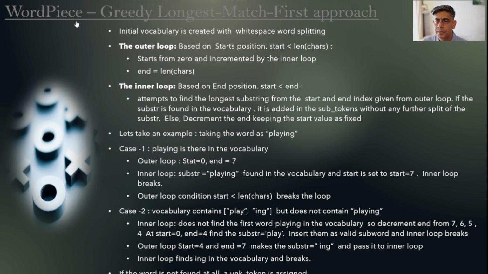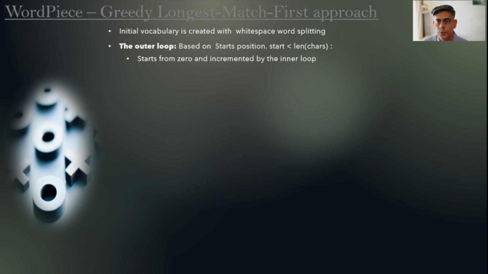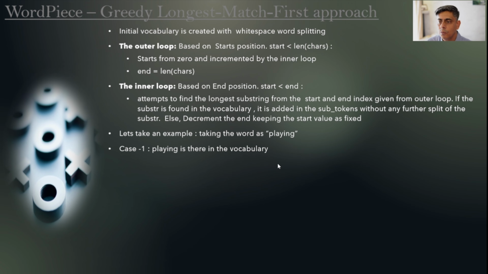So WordPiece, what it is showing is that it has got two loops. The first is the outer loop, which starts and then continues till the end of the word is reached. It starts from 0. The inner loop kind of starts from the right-hand side, where it checks whether you have already reached the end position or not, and the end is continuously getting updated by the inner loop itself. So what it does is, suppose you are taking a word called playing.